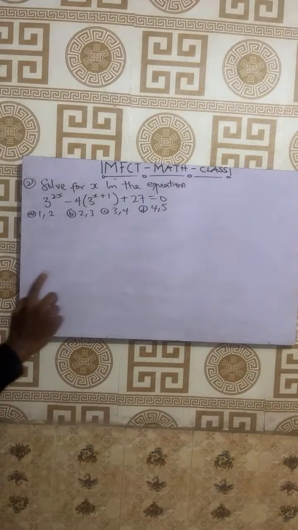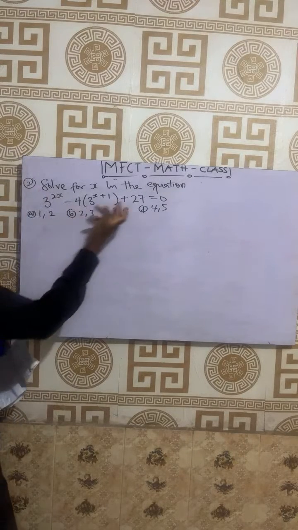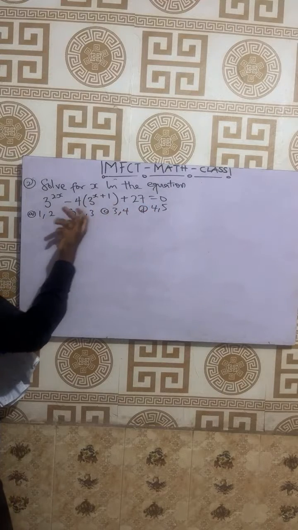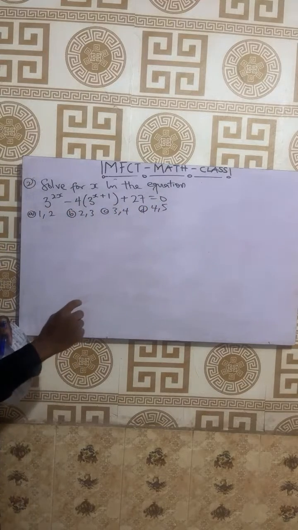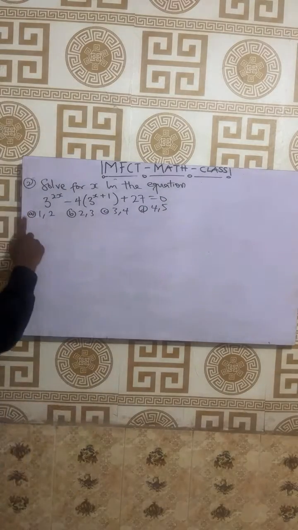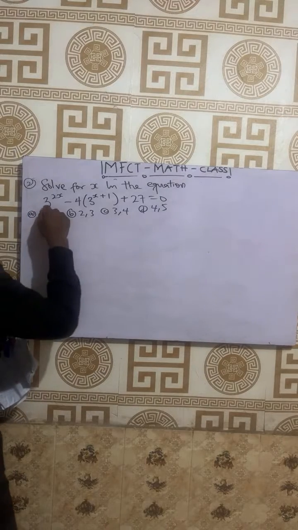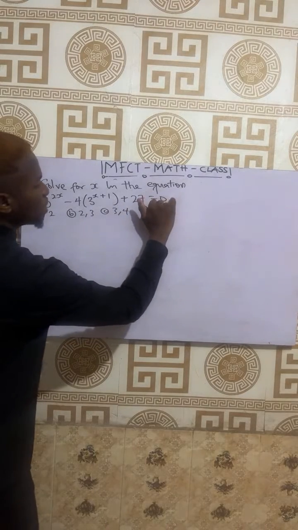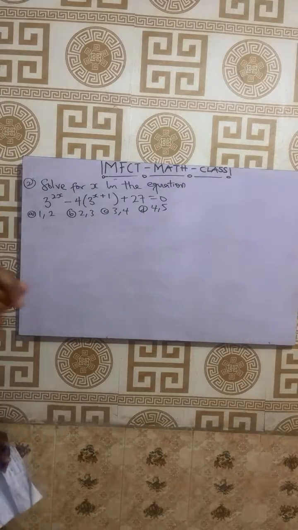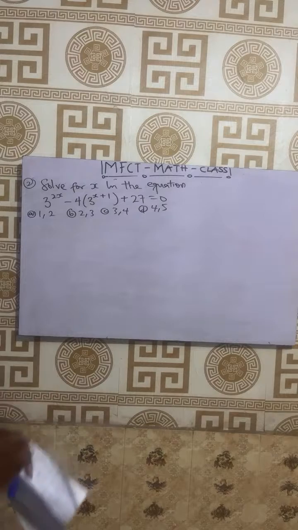So I'm looking for the value of x. If I substitute the value of x into this left-hand side, it must give me this. So I will check the options one after the other. I'm going to start from option A. I will substitute option A into this equation. If I get what is here, that simply means that option A is correct for this equation. So let's do this.